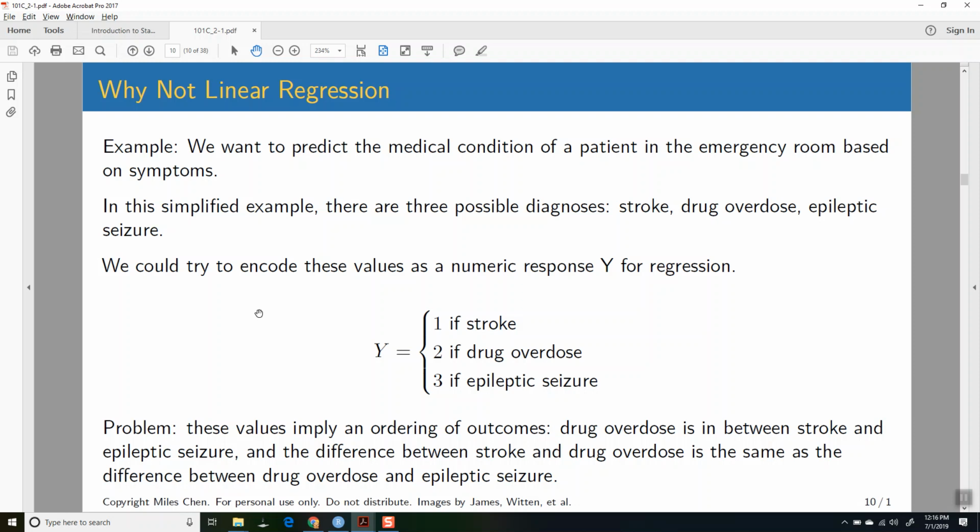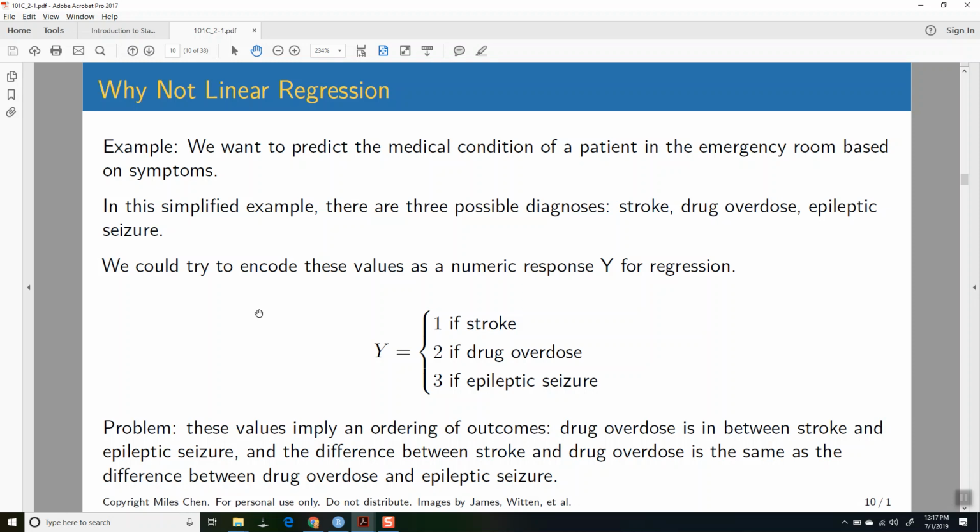And that doesn't quite make sense, and the difference between a stroke and a drug overdose is pretty much the same as the difference between a drug overdose and an epileptic seizure, because 2 minus 1 is 1, and 3 minus 2 is 1, and so we're saying there's basically the same difference between these two things, numerically, whatever this thing is measuring. And that probably doesn't quite make sense, okay?